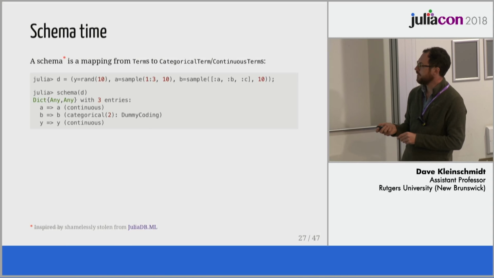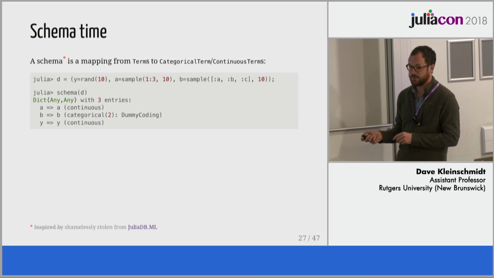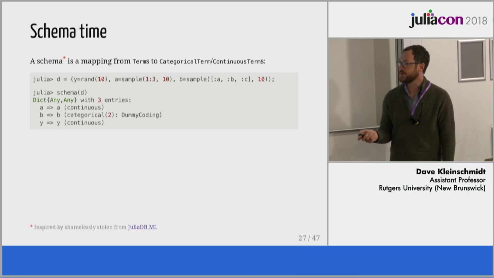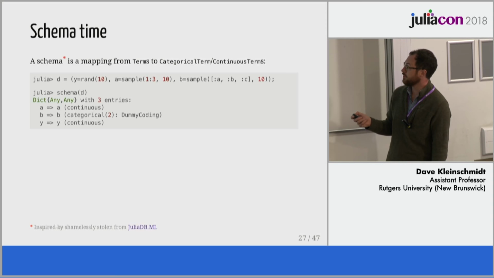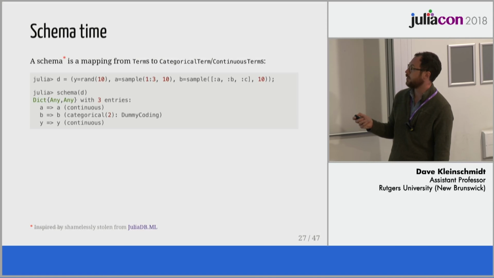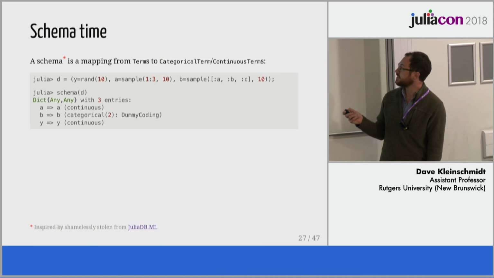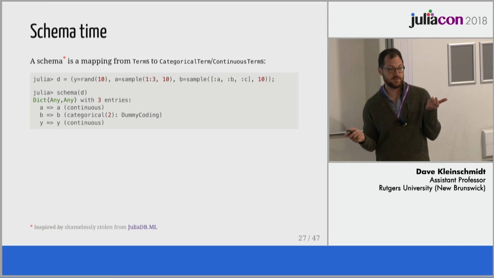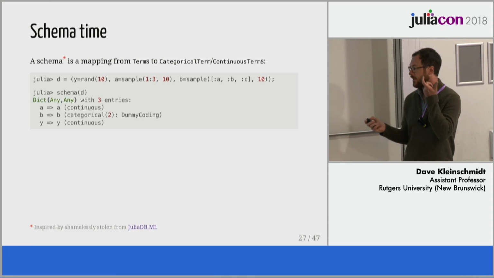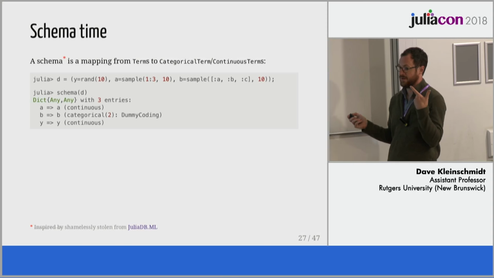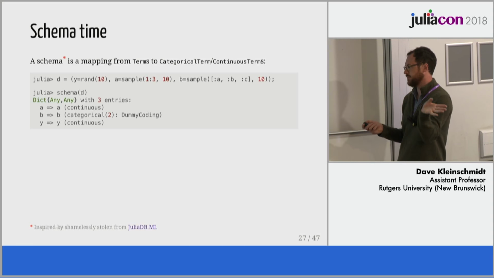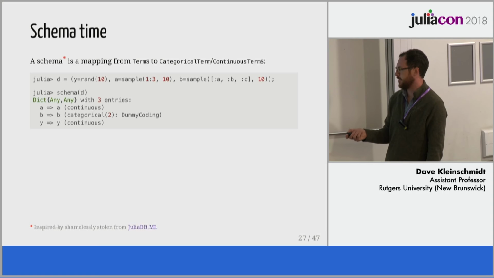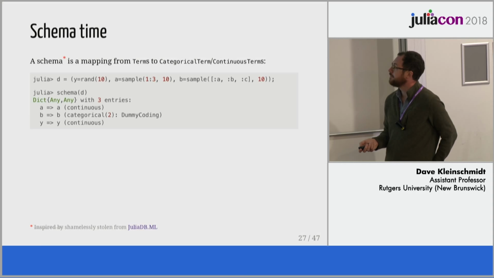Okay, so this I just shamelessly stole from JuliaDB.ml. A schema is just a dict that maps lazy terms, so unevaluated terms, to either a categorical term or a continuous term. And these terms are just structs that have an online stat series that has the information that you need to actually do the conversion. Again, I just stole that from this very nice setup they have in JuliaDB.